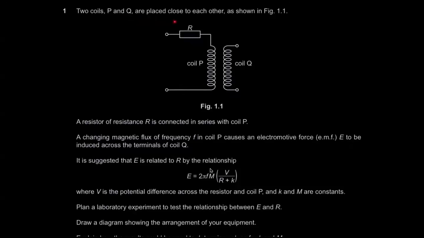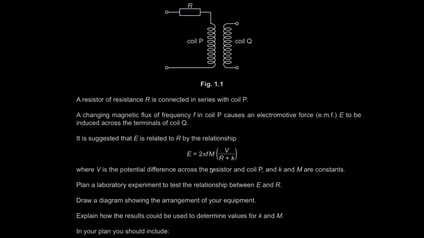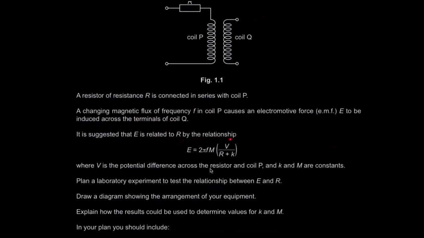Two coils P and Q are placed close to each other as shown. A resistor of resistance R is connected in series with coil P. A changing magnetic flux of frequency F in coil P causes an EMF to be induced across the terminals of coil Q. It is suggested that E is related to R by this relationship: E is the induced EMF, 2 pi F M V over R plus K. V is the potential difference across the resistor and coil P, and K and M are constants. Plan a lab experiment to test the relationship between E and R. So E is the induced EMF and R is the resistance.